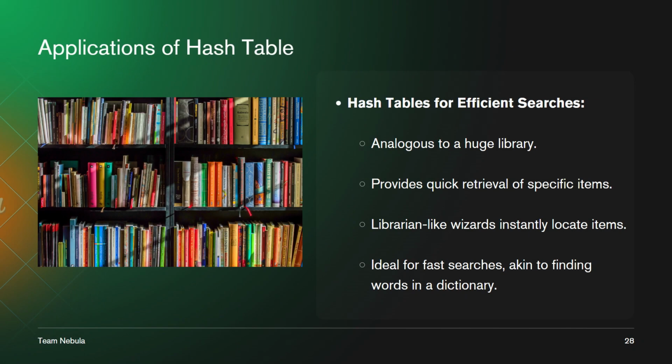Let's explore the various ways we use hash tables in the real world. Hash tables are like magical tools that help us organize and find things super quickly. First off, imagine you have a huge library and you want to find a specific book without spending hours searching. Hash tables come to the rescue. They are like librarian wizards that can instantly tell you where the book is located. This is why we use hash tables when we need to find things super fast, like looking up a word in a dictionary.